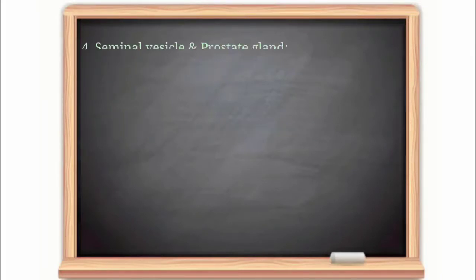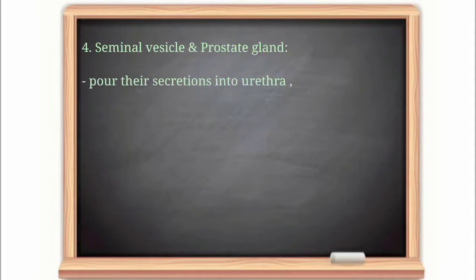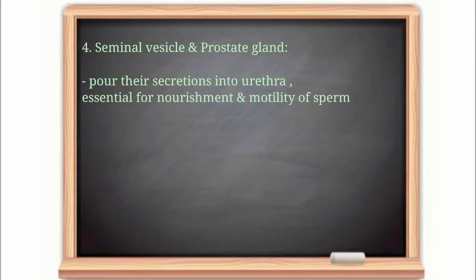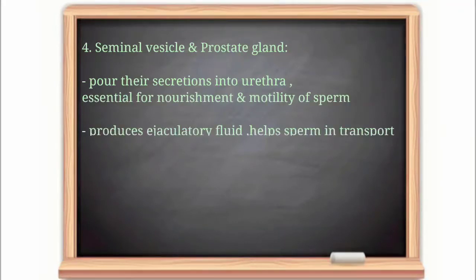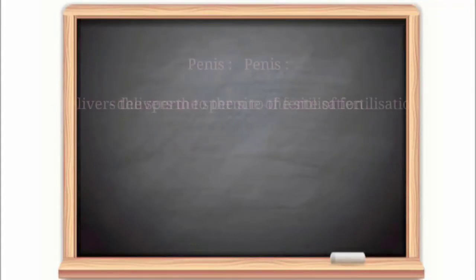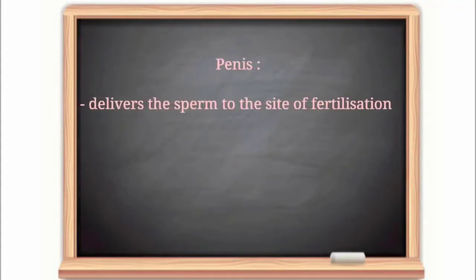The fourth one, which is the seminal vesicle and prostate gland. Now these are the special glands that pour their secretion into urethra, and these secretions are essential for nourishment, that is giving nutrition to the sperm, and also help in motility of sperm. It produces ejaculatory fluid. Now ejaculatory fluid is the one that helps the sperm in transport, and it also provides nutrition. The last one, that is the penis. It delivers the sperm to the site of fertilization.